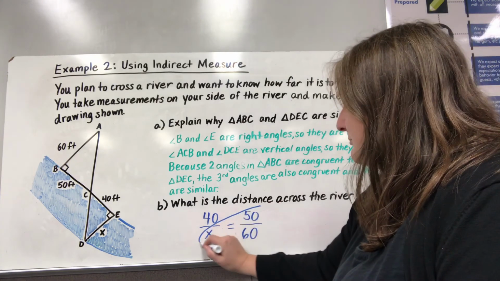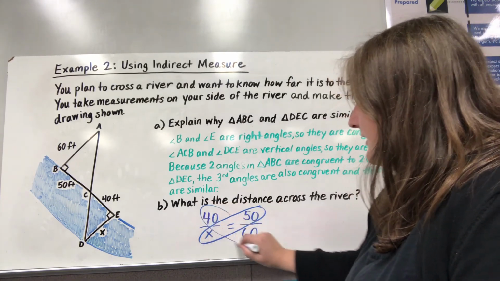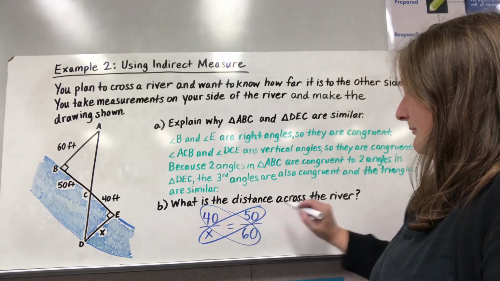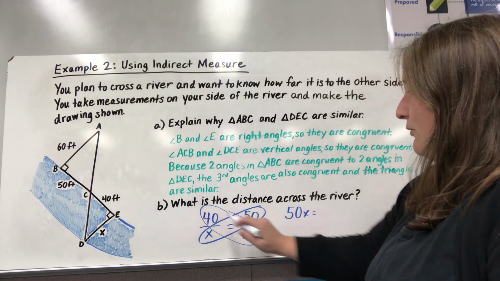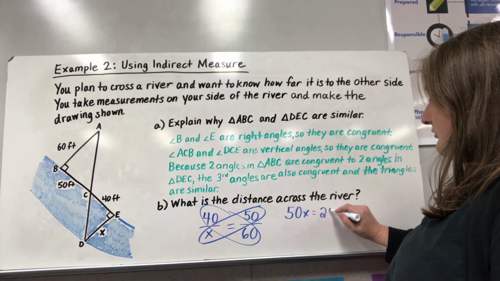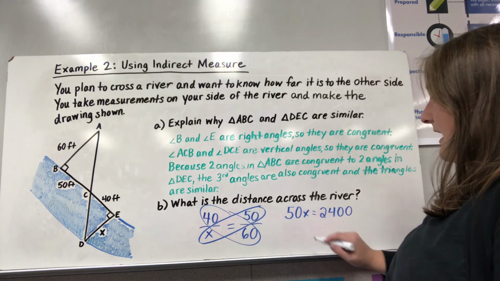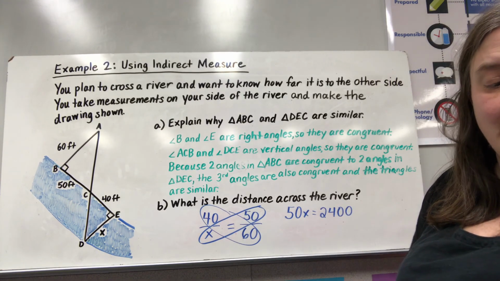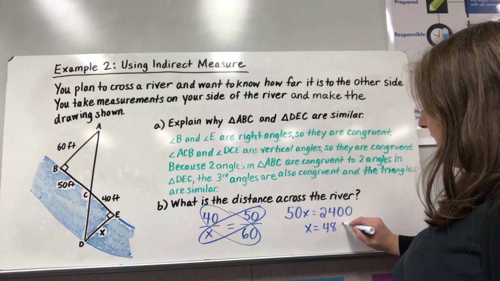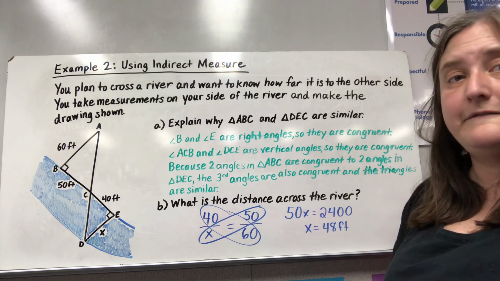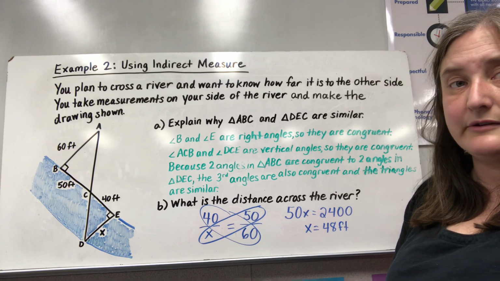So I'm going to use cross products to solve here. So x times 50 can be written as 50x. 40 times 60 is going to be 2,400. I'll divide each side by 50 to solve for x, and for x I get 48. So the length of x is 48 feet. So it's 48 feet across the river.